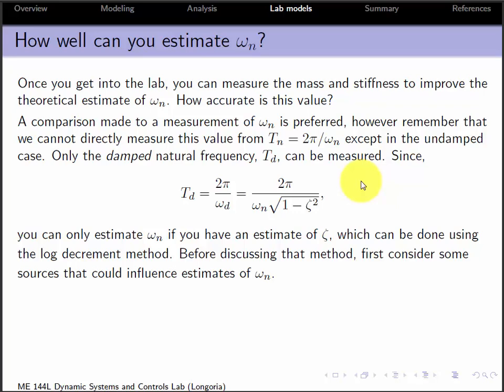So you can see the combination of methods that you have to use in order to finalize your estimates for these parameters. Once you get an estimate for omega n, you can compare it to your theoretical value, and see how close you came to estimating what you can actually observe in your system, because your stiffness might be different from what you expect, or it might behave differently. Before we look at the log decrement method, I want to show you at least a couple of reasons why your K and M values could be off.